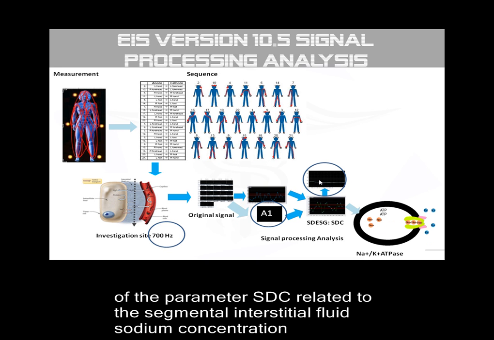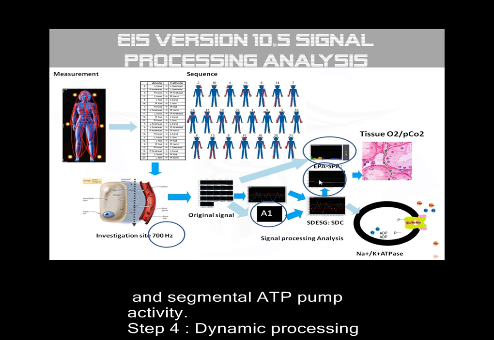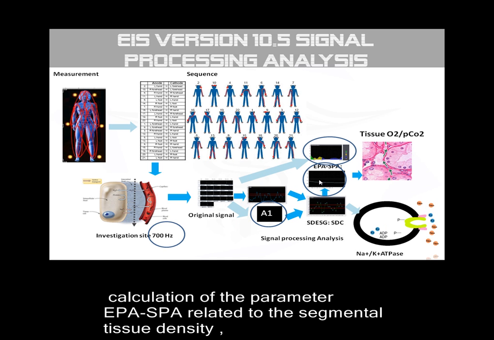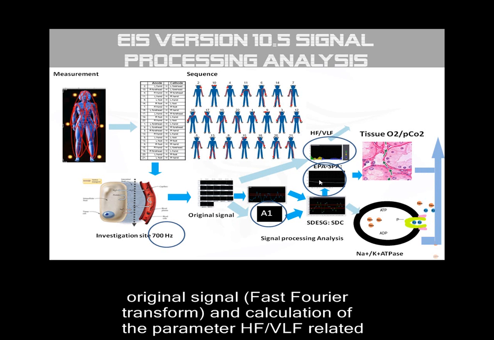Step 4, dynamic processing analysis, and calculation of the parameter EPA-SPA, related to the segmental tissue density, tissue oxygen and carbon dioxide pressure. Step 5, spectral analysis of the original signal by Fourier transform, and calculation of the parameter HF-VLF, related to the general interstitial fluid sodium concentration, ATP pump activity, and microcirculation blood pressure. Step 6, cross-analysis of the segmental parameters SDC, EPA-SPA, and HF-VLF for the estimated microcirculation blood flow.